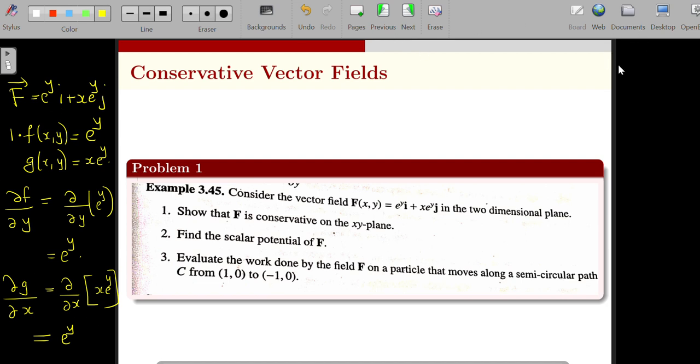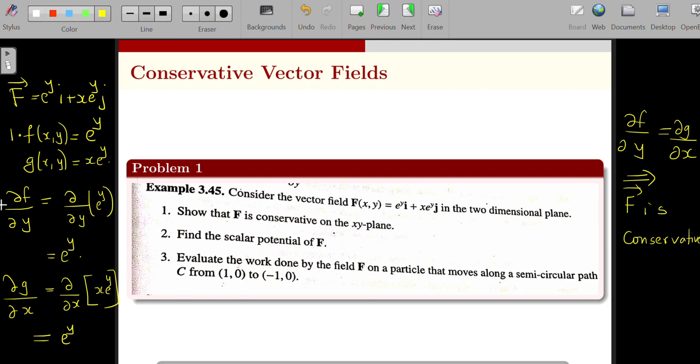So what you obtained is that ∂f/∂y is the same as ∂g/∂x, and this implies that the given vector field F is conservative. F is conservative. So that is the first part. We are done with the first part. Now let us move on to the second part of this particular problem.